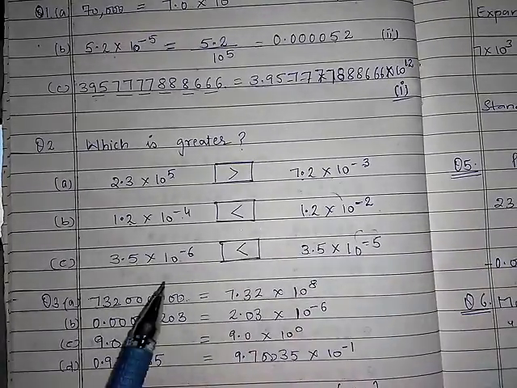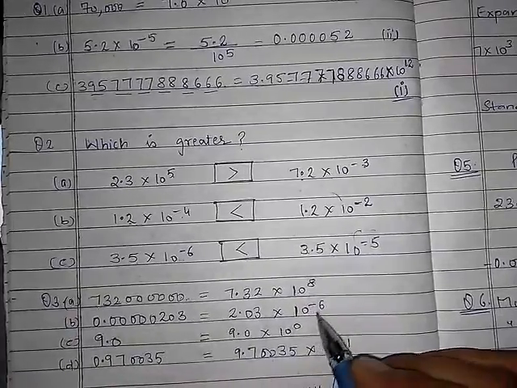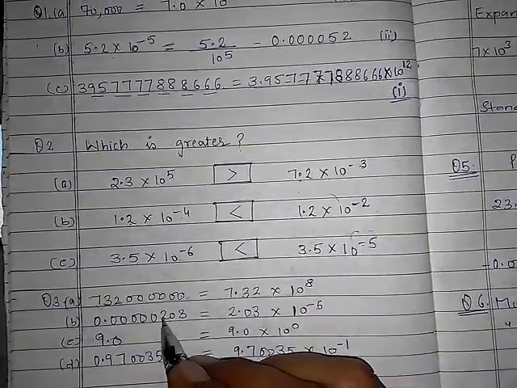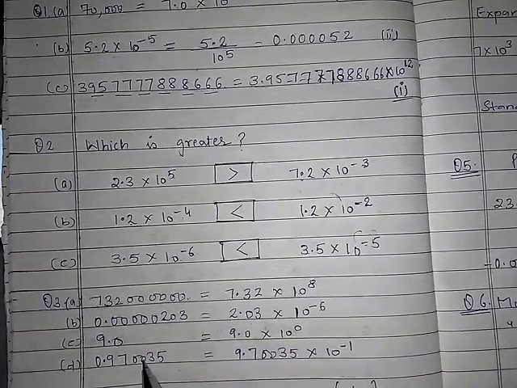And next part is from left to right. So 1, 2, 3, 4, 5, 6. Minus 6 power will be there. Before that put 2.03. Clear? So next two parts are solved here.